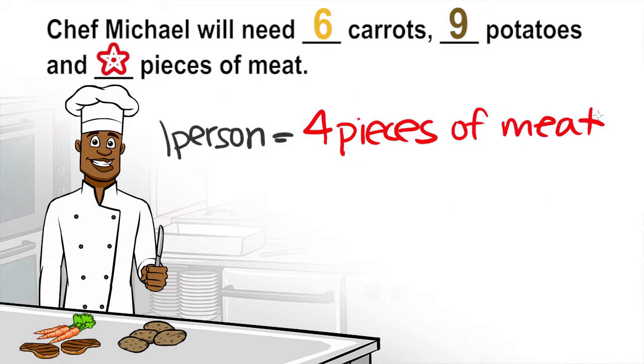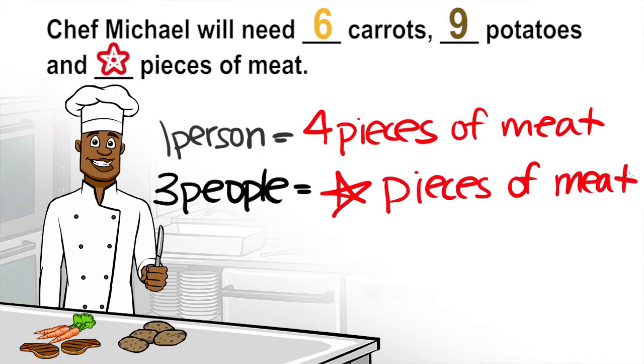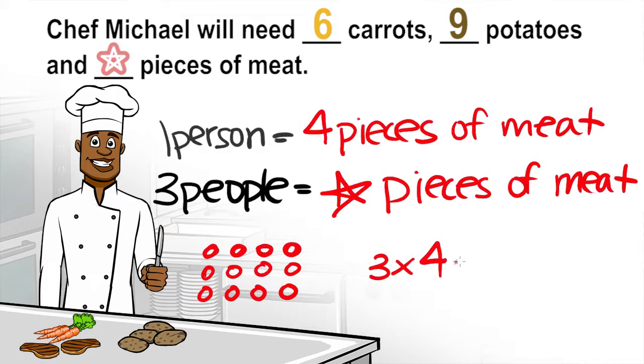To figure out how many pieces of stew meat Chef Michael needs, I will use an array. The first row represents the amount of meat needed for person number 1. The second row, person number 2. The third row, person number 3. 3 times 4 equals the total number of pieces of meat. 12 is the total number of pieces of meat Chef Michael will need.